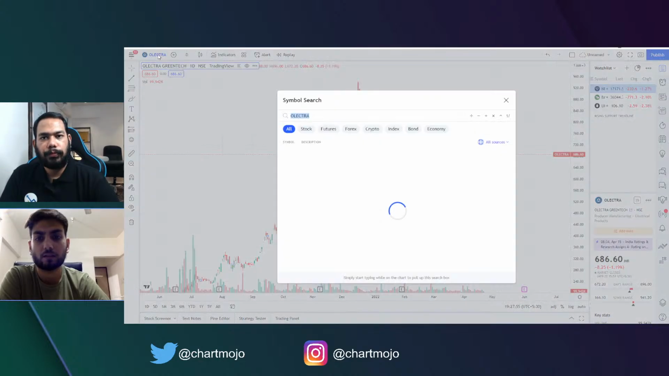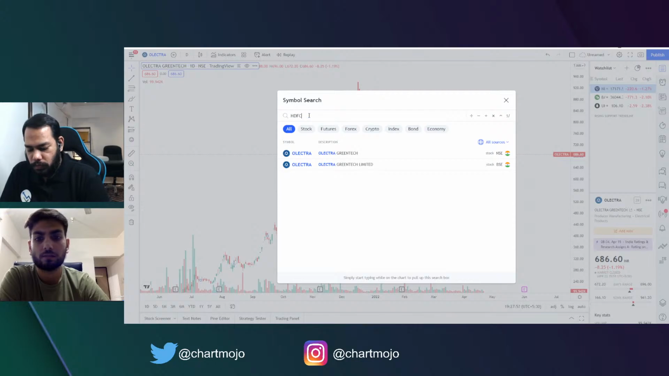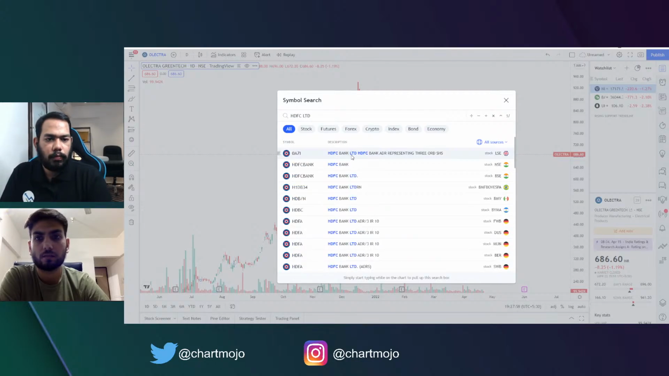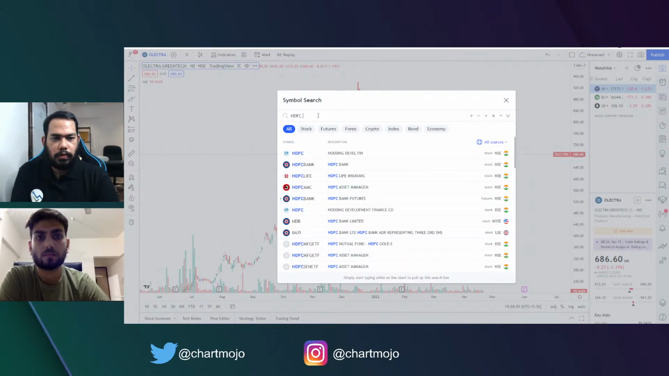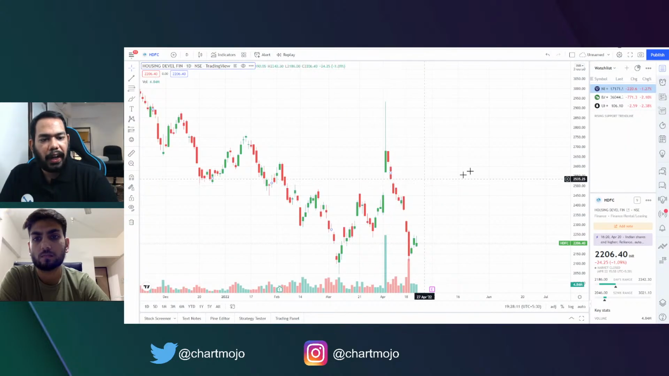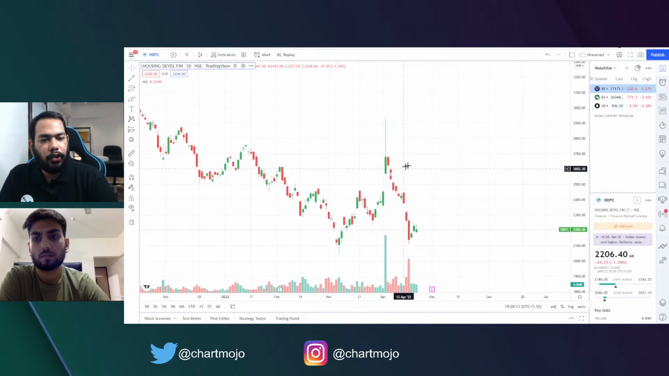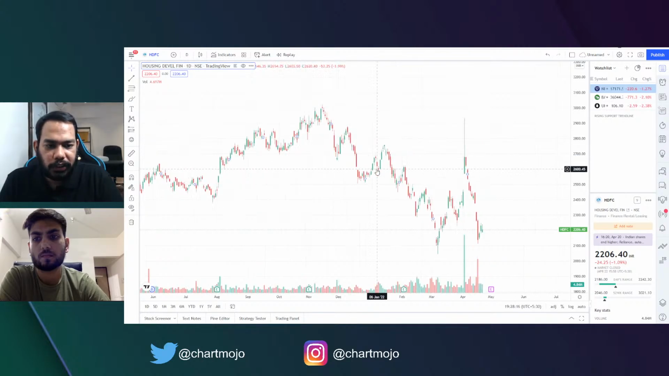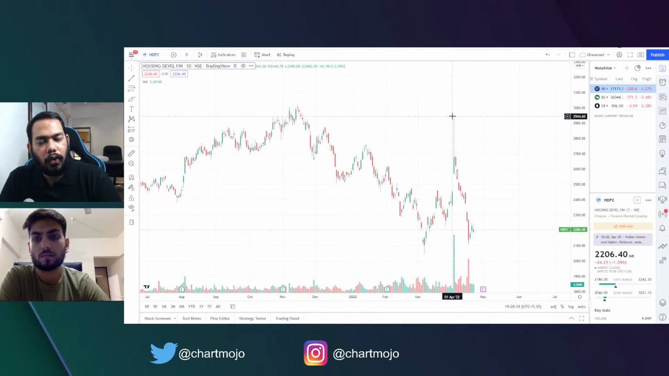HDFC Limited. So both HDFC group stocks are falling down. Right now, it looks very lucrative to make a position, seeing that the stock is falling from 2,900 and it has fallen down. So it's a very good fundamental.